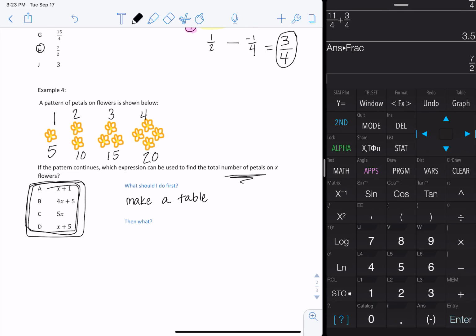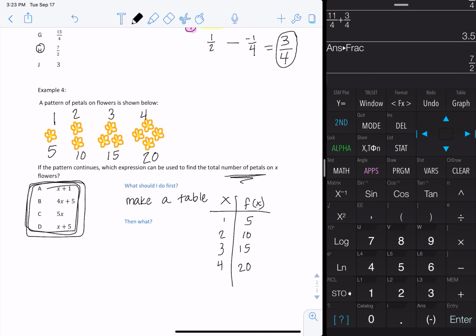So the X values in your table are just counting how many terms or how many pieces you have. I have 1, 2, 3, 4 situations. The F of X part, or the Y part on your table, is literally what you have in that piece. So in the first situation, I have 5 petals. Then I have 10 petals, 15, and 20.